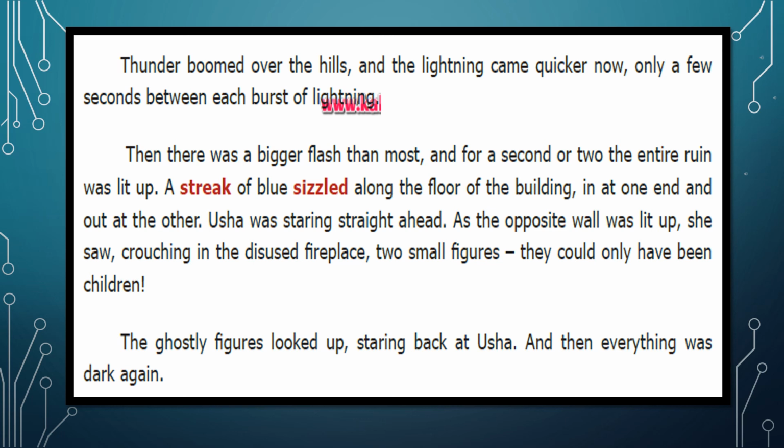In this paragraph, the writer says, suddenly, when the lightning flashed again, Usha saw two small figures at the opposite wall near the disused fireplace. And she remembered about the two children. So they could have been the children, she thought. That's all for today. The climax of the story we will see in the third section.